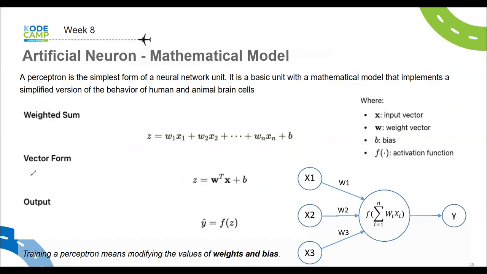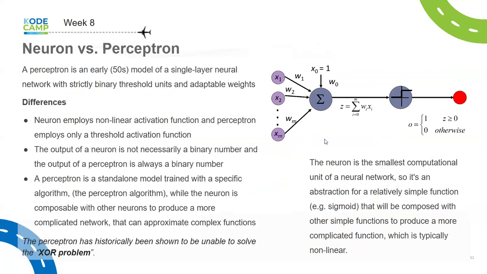Now, again, remember, a perceptron is just a single neuron. We have not yet gotten to the point of neural networks yet. We're still talking about just a single neuron. Okay, so now the question is, what is the difference between a neuron and a perceptron? And this is very critical and very key for us to understand.